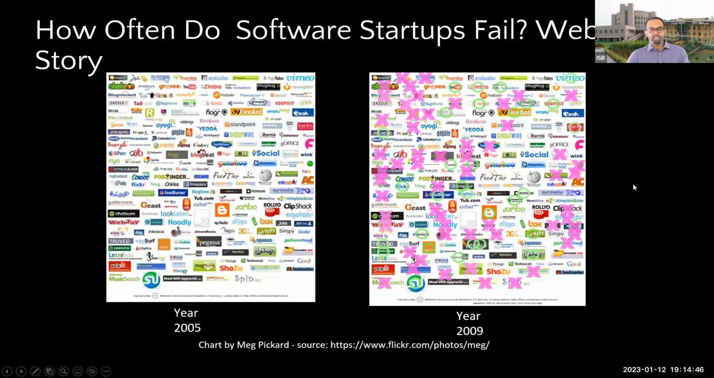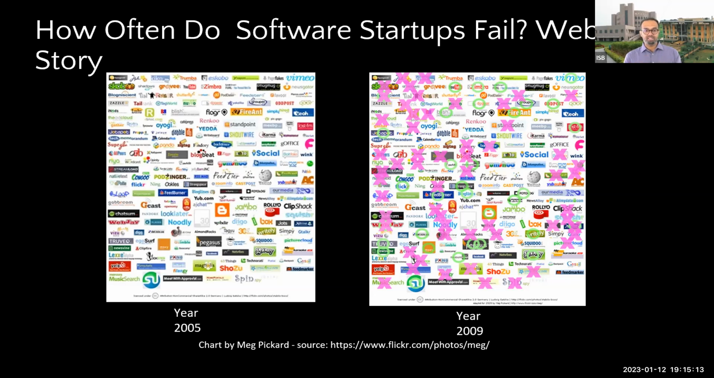But really, if you actually look at this picture, it's a very interesting picture. It's not a picture that I have, but it's a picture that has been curated by somebody else. On the left, there is a picture depicting the number of companies or startups that were there in the Web 2.0 area, in the year 2005. On the right, you see the same picture as of 2009, but you see a bunch of crosses.